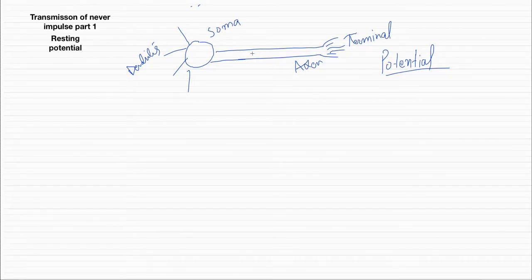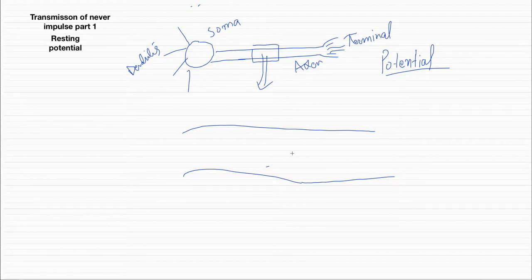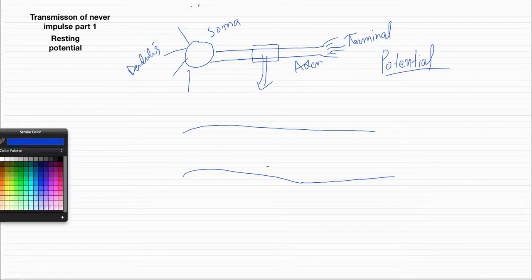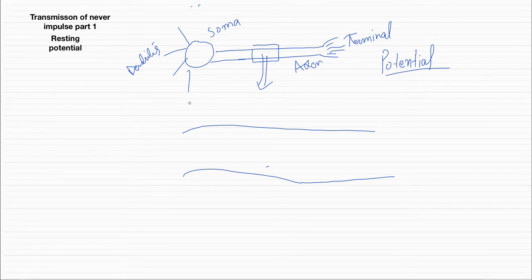If I were to zoom in on just this part of the neuron, I would notice that this potential energy exists for a reason. And what is that reason? The reason is an unequal distribution of charges. What do I mean by that? I mean that the outside is more positive, and the inside is negative.